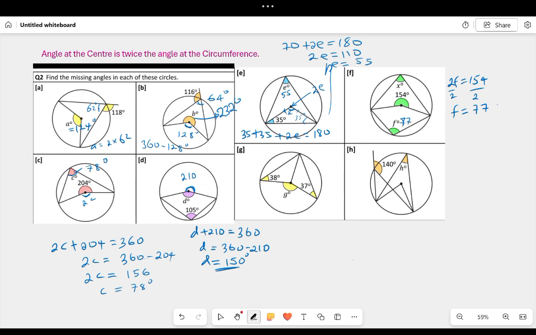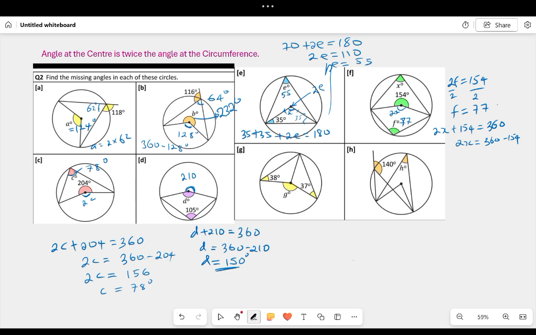Right? Now, for me to find X, I know the angle at the center is twice that one at the circumference. So if that is X up there, this one should be equal to 2X. And I know the angles at that point add up to 360 degrees. So 2X plus 154 is equal to 360. Therefore, 2X will be equal to 360 minus 154.